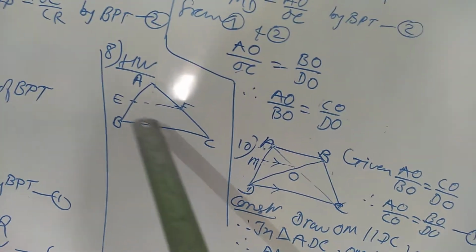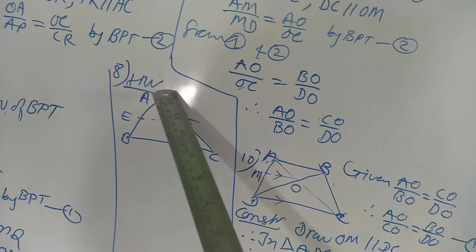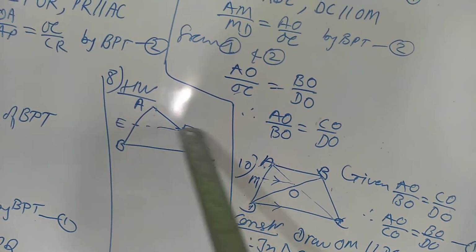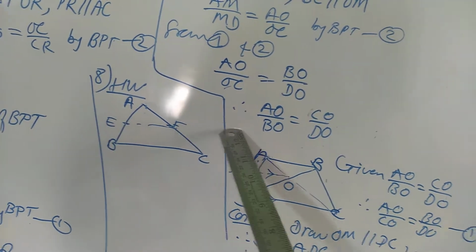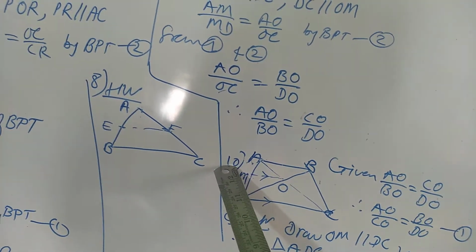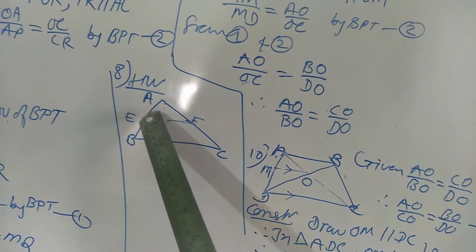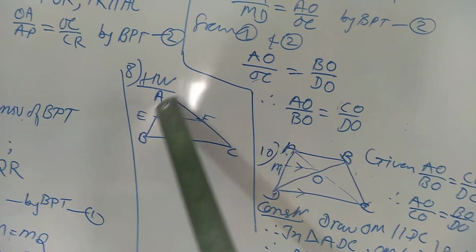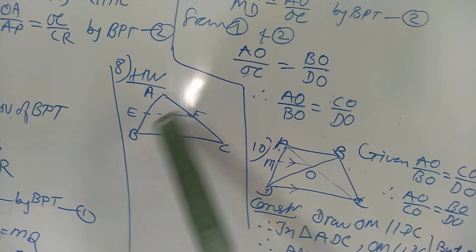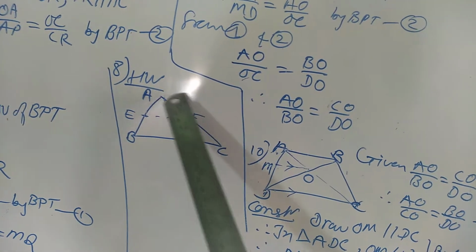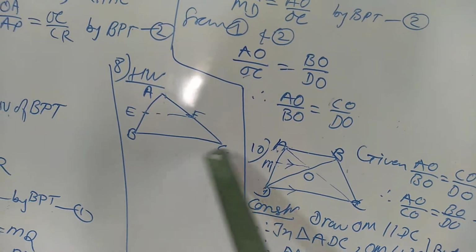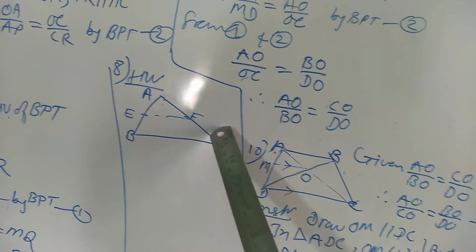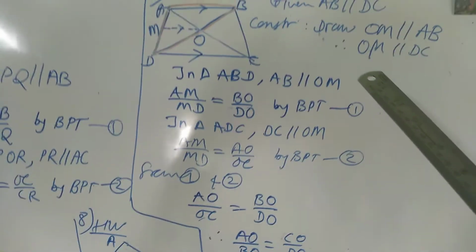Now the 8th question is just like that and it was given as homework. It is given that E and F both are the midpoints, and we have to show that EF is parallel to BC. As E is the midpoint, the ratio of AE to EB is equal to 1. F is also a midpoint, so AF to FC is also equal to 1. Both the ratios are equal to 1, so both the ratios will be equal and hence by converse of BPT you can show it.